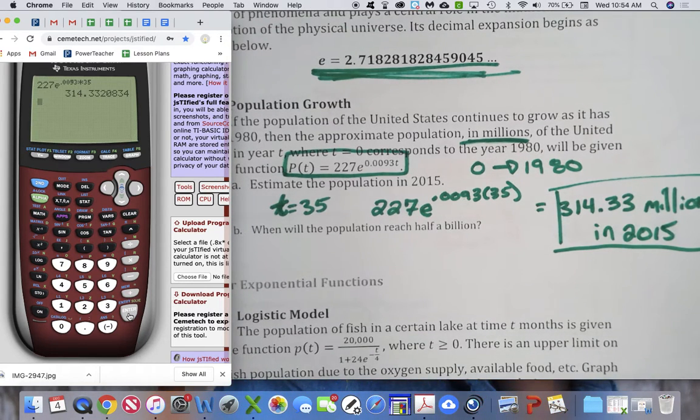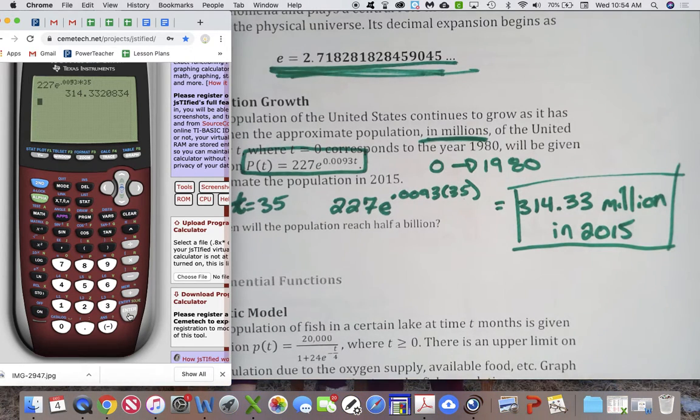Population of the United States. So not the world, but the population of the United States. They are approximating it to be 314 million in 2015. I don't know what it actually was, but pretty close.